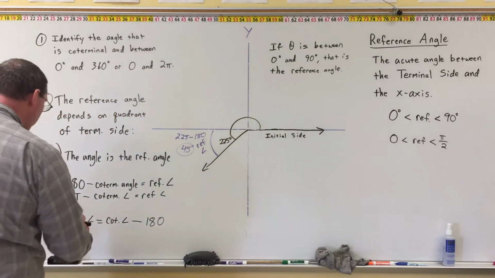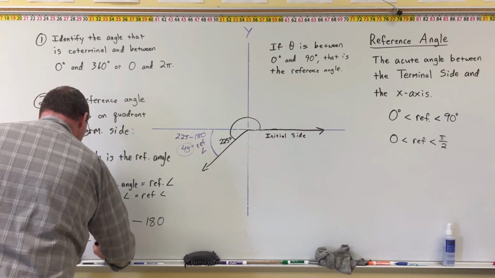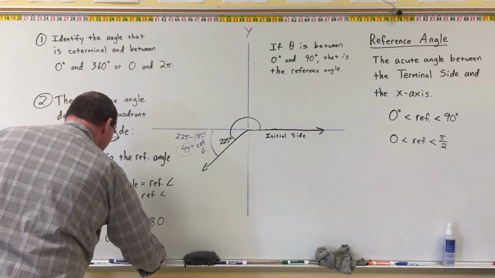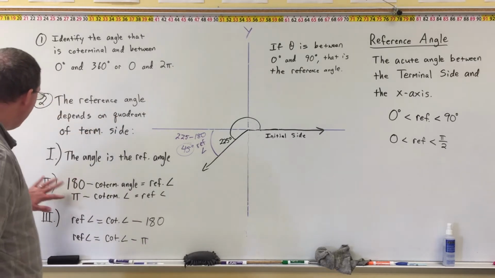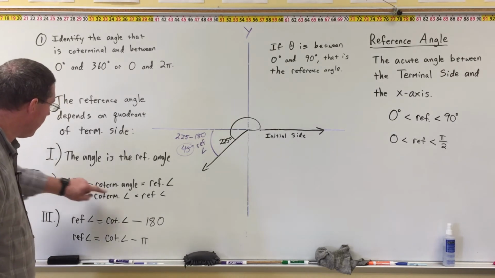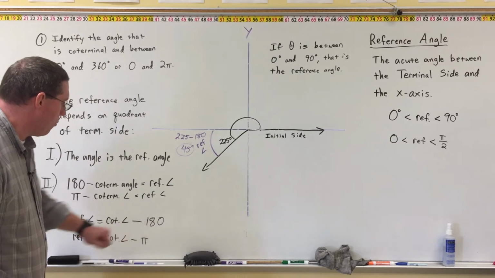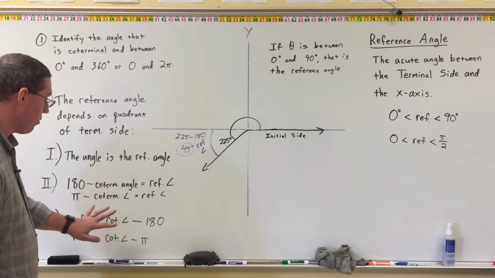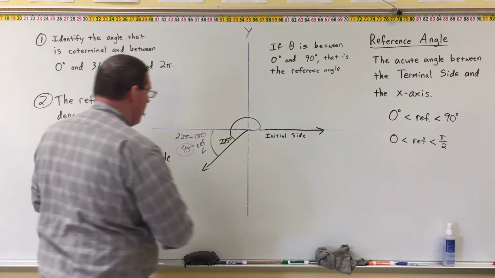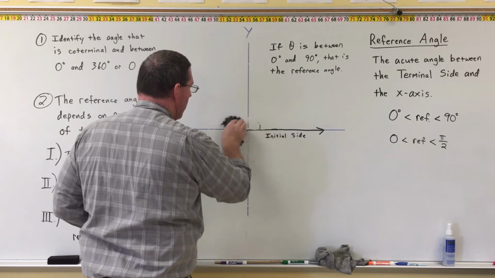Or if you're in radians, then the reference angle is going to be the coterminal angle measure minus pi. So in quadrant 2, we're doing 180 minus the coterminal, and in quadrant 3, we're doing the coterminal angle minus 180. They're very similar, so don't get them mixed up. Be very careful. All right, last one. What if it's in quadrant 4?